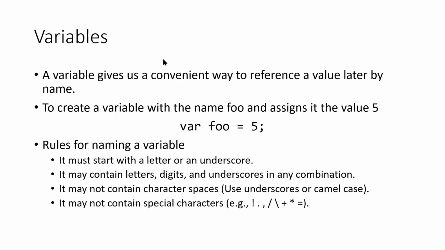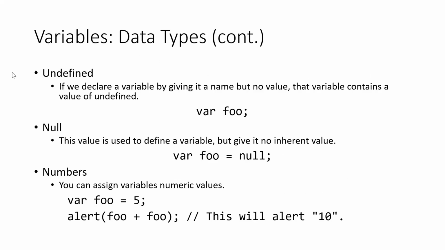Right, now let's look at some data types here. You can actually define a variable without any value, right? We call it the undefined data type. So if you just say var foo, which means you are not going to define any value, the value is undefined. But in a particular case, if you want to define it without any value, then you can use null, right? So null means nothing basically, but you can say var foo and null.